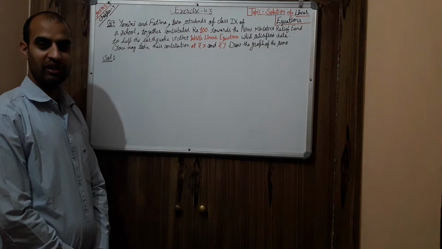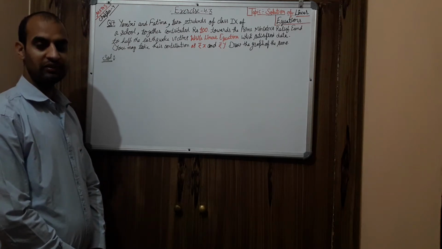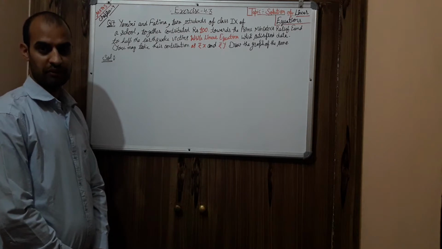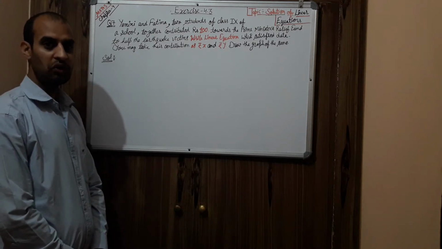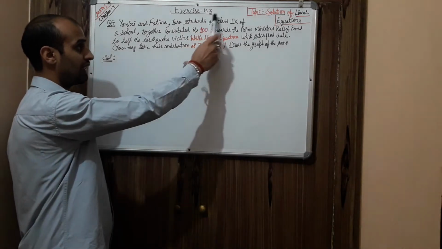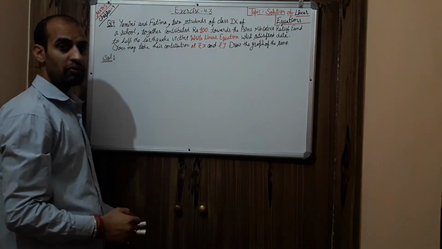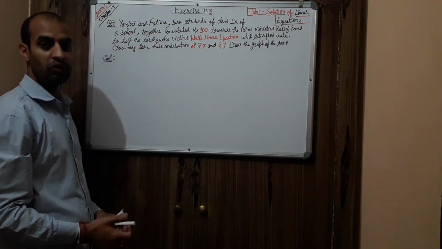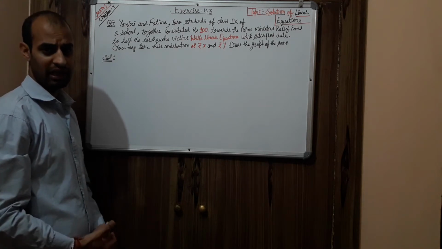Now, as you all know, we are in chapter number 4. So, today I am going to tell you about the application part of chapter 4. The name of the chapter is linear equations in two variables. We are in exercise 3, that is solution of linear equation. Today I am going to tell you how to utilize these linear equations in two variables in our day-to-day life.